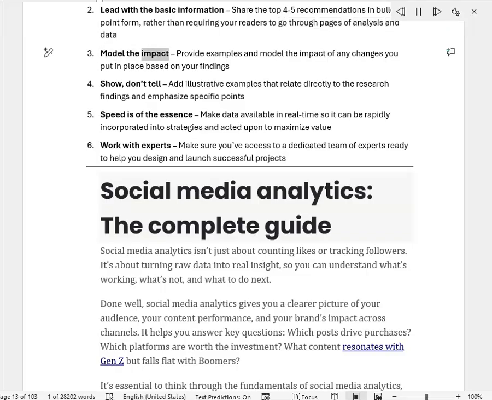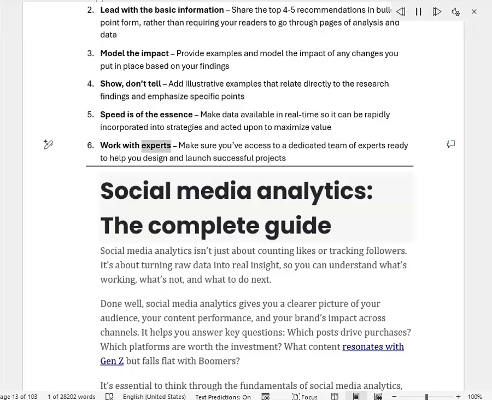Model the impact. Provide examples and model the impact of any changes you put in place based on your findings. Show, don't tell. Add illustrative examples that relate directly to the research findings and emphasize specific points. Speed is of the essence. Make data available in real time so it can be rapidly incorporated into strategies and acted upon to maximize value.